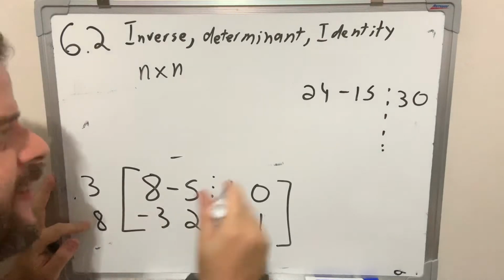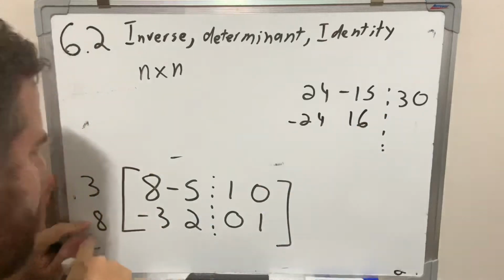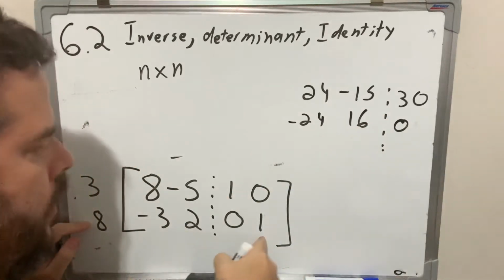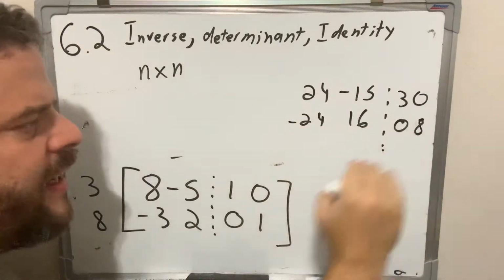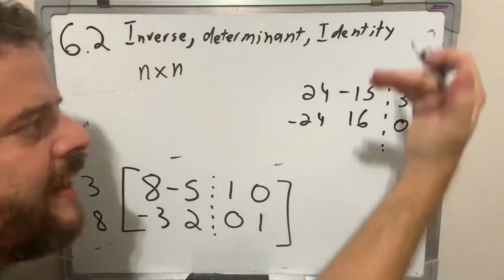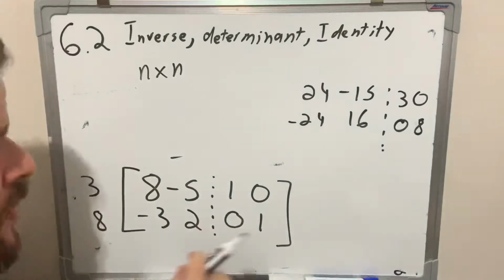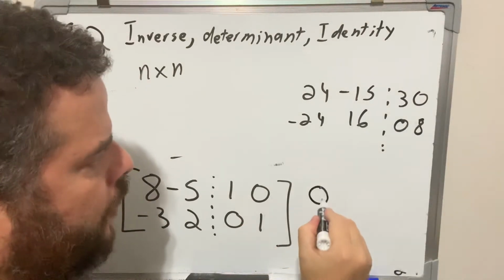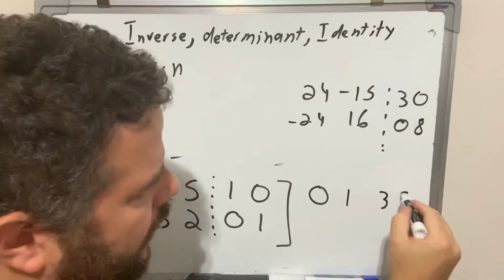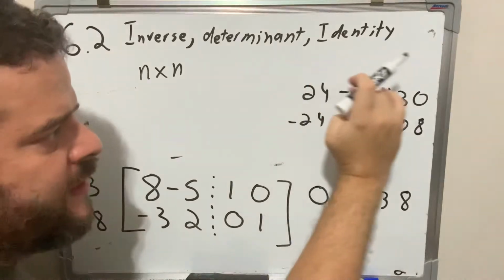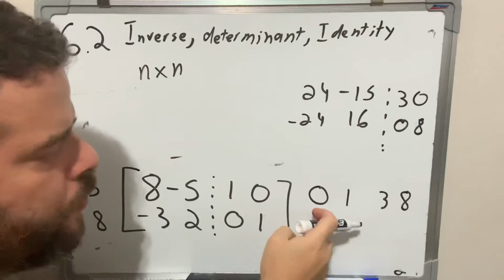When I multiply the 8 times -3, I get -24. I get 16, I get 0, and I get 8. That is the first row multiplied by 3. That is the second row multiplied by 8. Now I'm going to add them. That's a row operation. The resulting operation will give me 0, 1, 3, and 8. That is the bottom one because I added the top one to this one. Notice I already canceled out my first one.